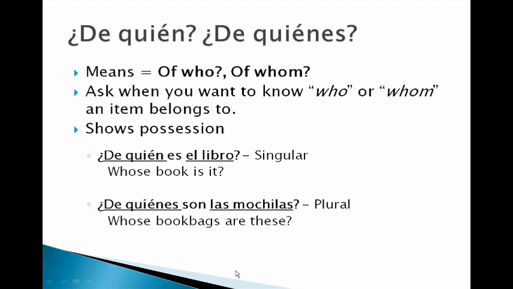And ¿de quiénes son las mochilas? Whose book bags are these? Talking about multiple book bags, therefore we're going to use the plural interrogative version, ¿de quiénes?